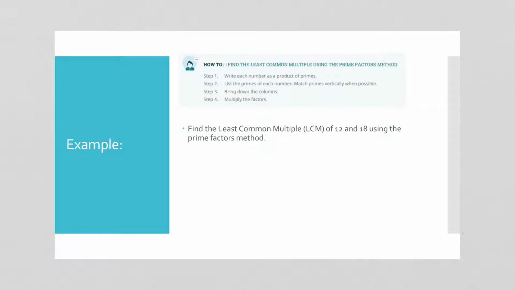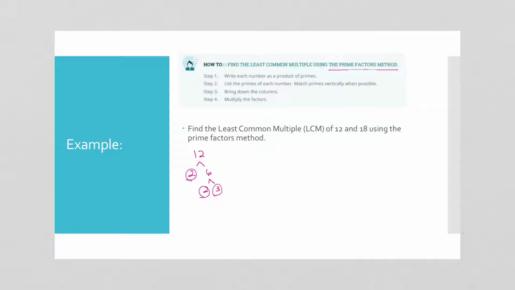Okay, so the way to find the LCM using the prime factors method, it's not my favorite way, but it is possible. I like the other way better. You write each number as a product of primes and list the primes of each number, match the primes vertically when possible, bring down the columns, multiply the factors. I think that sounds very confusing and can get convoluted sometimes, but I'm going to show you how to do this. So if I want to find the LCM of 12 and 18, first I want to list them both as a product of primes.